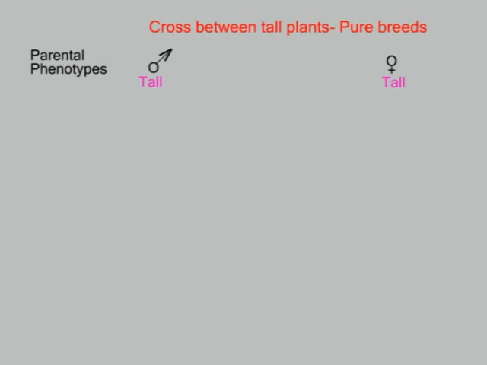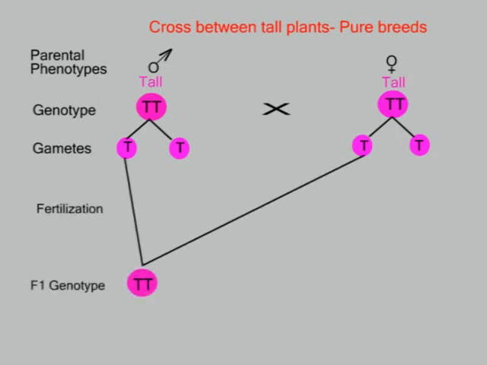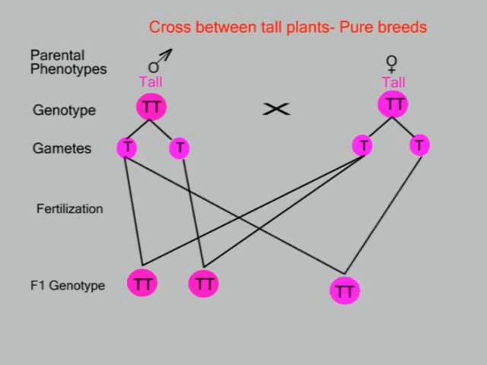That is how they appear. Parental genotype, the male is TT, T capital, and also the female is TT. It is purebred tall. During gametogenesis, there is segregation of chromosomes, and so they separate. And again, during fertilization, there is the fusion of these gametes. The male gametes and the female gametes fuse.